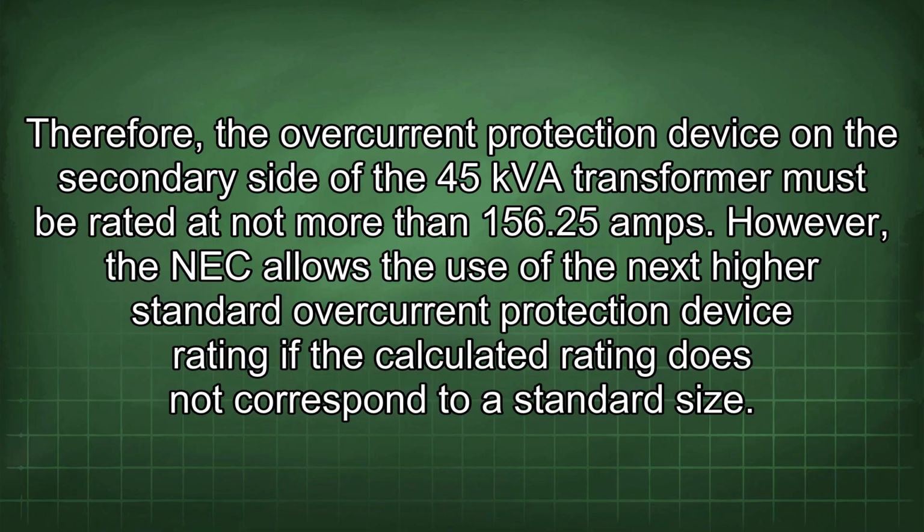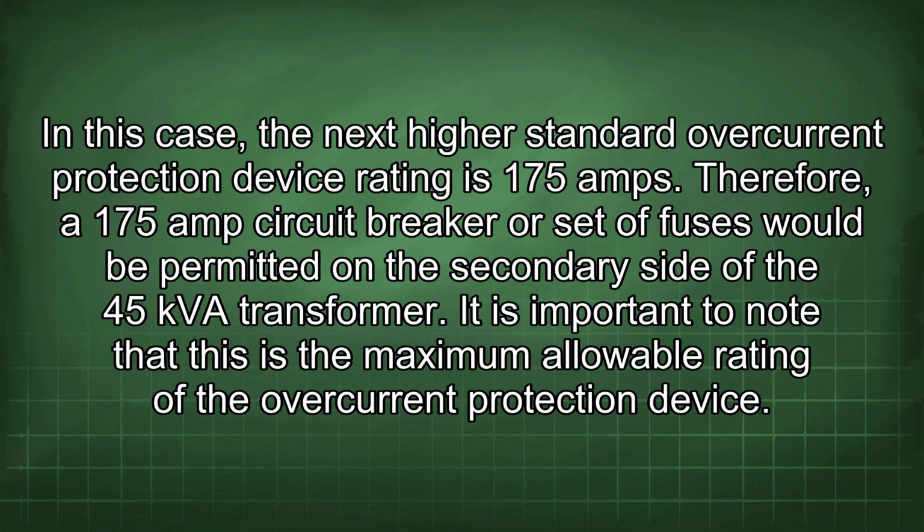Therefore, the overcurrent protection device on the secondary side of the 45 kVA transformer must be rated at not more than 156.25 amps. However, the NEC allows the use of the next higher standard overcurrent protection device rating if the calculated rating does not correspond to a standard size. In this case, the next higher standard overcurrent protection device rating is 175 amps.